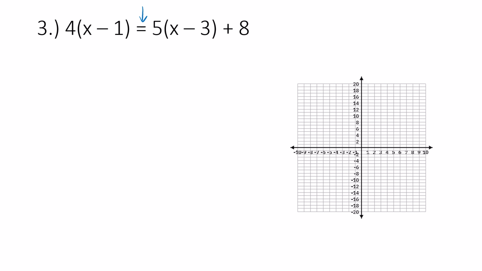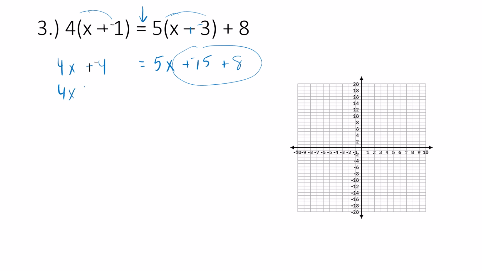So distributing the 4 here, I'll have 4x. And now you could do minus 4, or you might say, let's go ahead and make all that a plus negative, whatever you like. That is equal to, and here we're going to distribute the 5. So that would be minus 15, or if you prefer, plus a negative 15, and then bring down the plus 8. And then I do have some like terms right there.